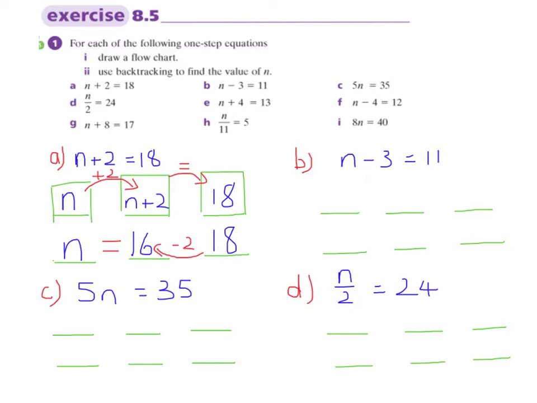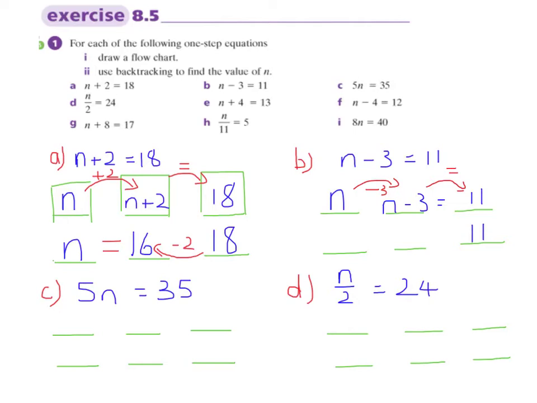So let's have a look at this one over here, part B. So it's n minus 3 equals 11. So I've written it down. I've drawn my lines. So I'm going to go n down. What was my next step? My next step was take 3. So n take 3 equals 11. Okay, so that was what my equals was.